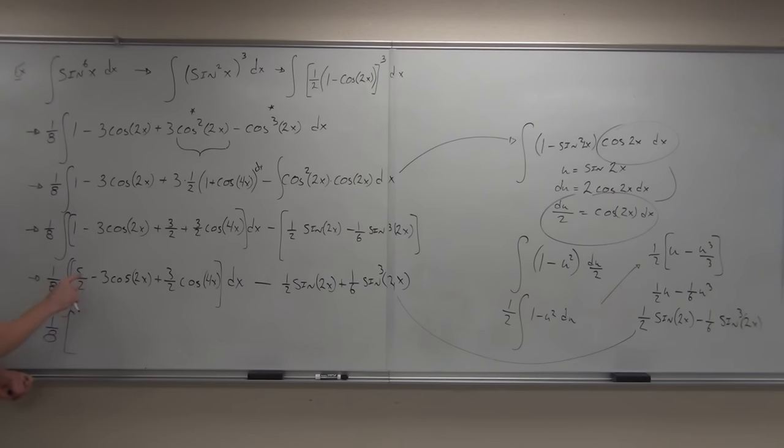So in our case, we would have 2/3 u to the 3/2 plus 4/7 u to the 7/2 plus 2/11 u to the 11/2. 2 moves up, 2 moves up, gets multiplied by 2, 2 moves up, no big deal. Quick head nod if you're okay with that one so far.